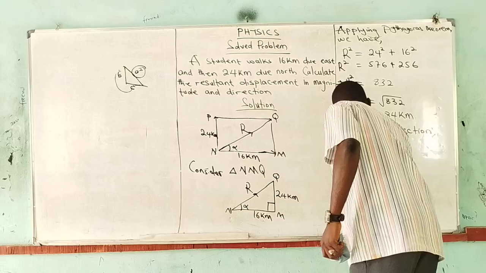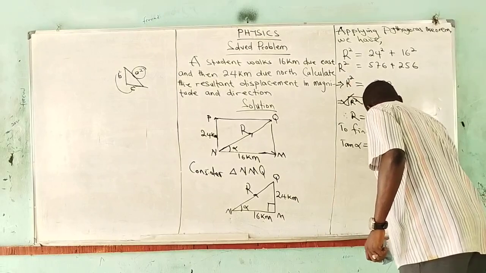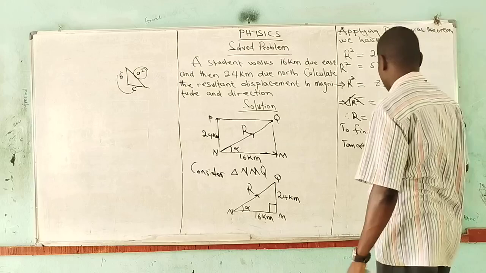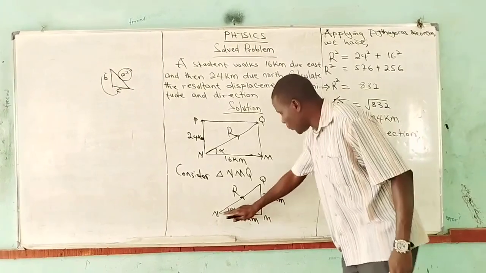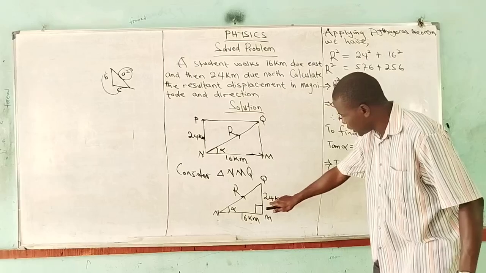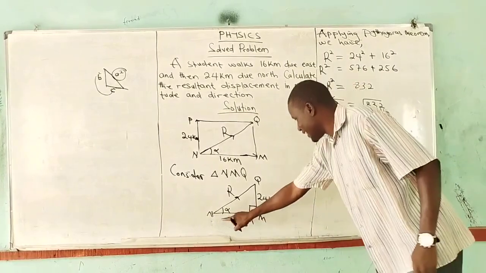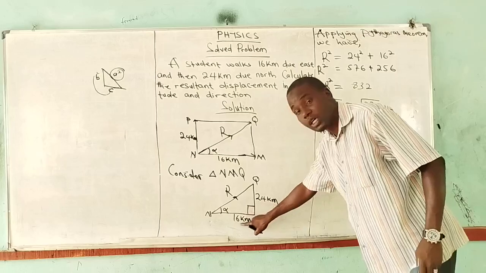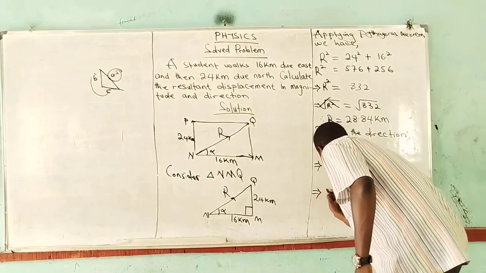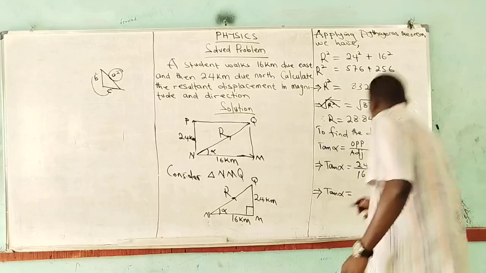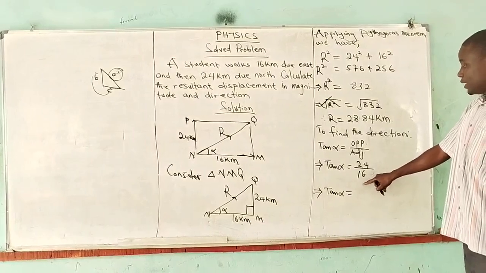So using tan alpha, tan is opposite all over adjacent. So this implies that tan alpha is the opposite, which is 24, divided by the adjacent, which is 16. So we have 16. So this implies that tan alpha is equal to 24 divided by 16. What are we going to get?